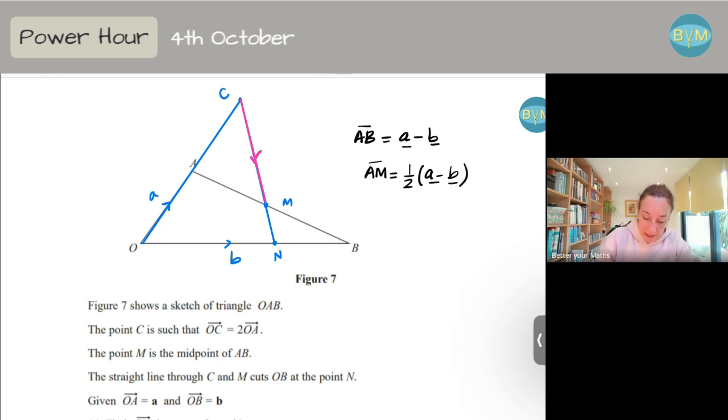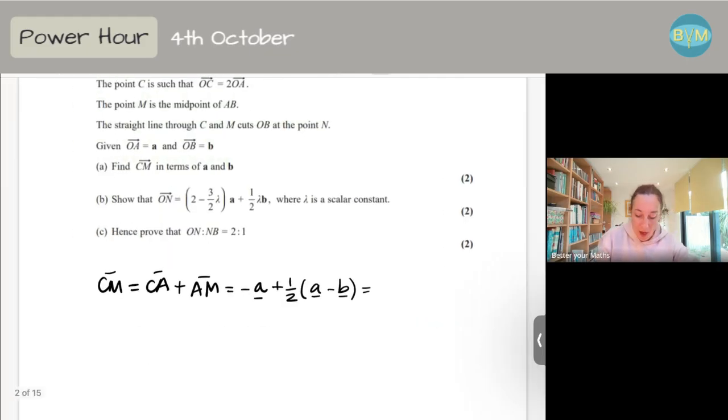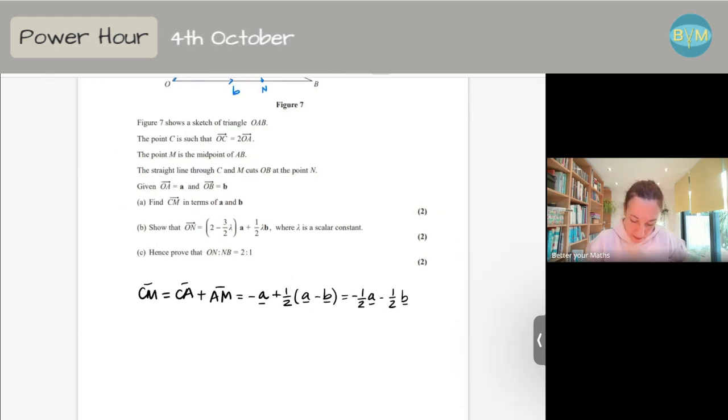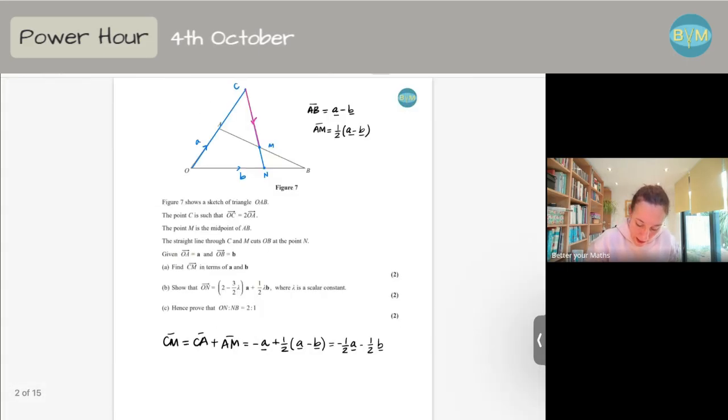So this is what I'm going to write here: AM is 1/2, and then I'm just going to expand that bracket and write things a bit better. So I have minus 1/2 a, and then plus 1/2 b. Is that correct? Minus 1/2 a minus 1/2 b. I don't think that's correct. It should be minus 3/2 a plus 1/2 b.